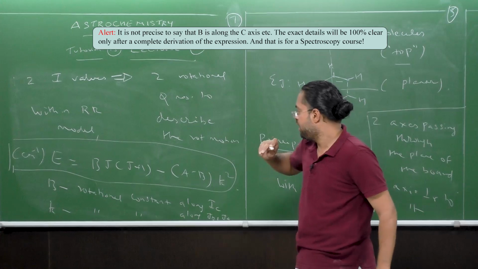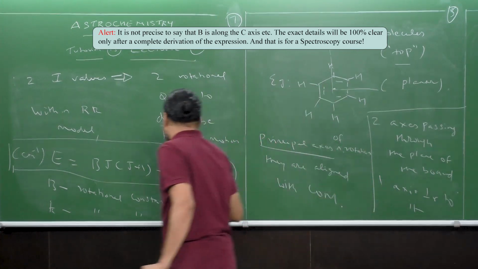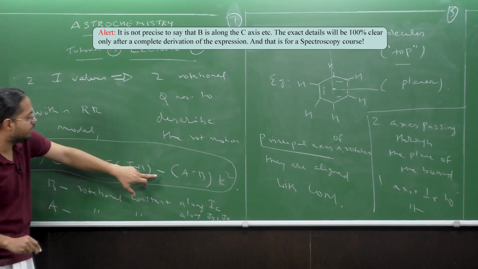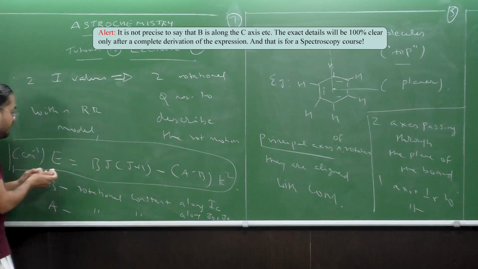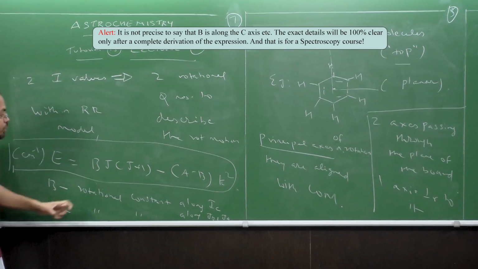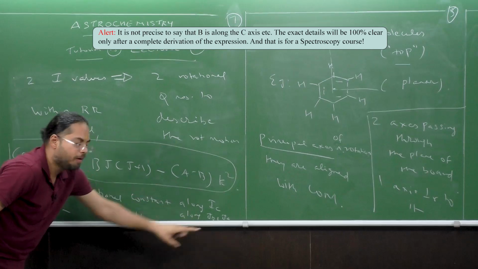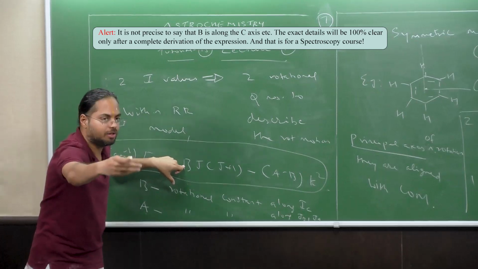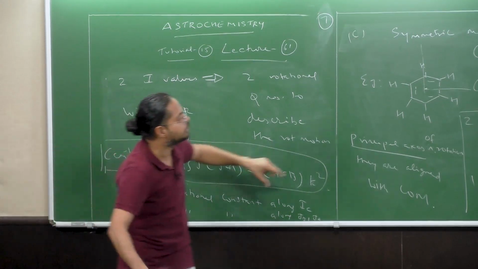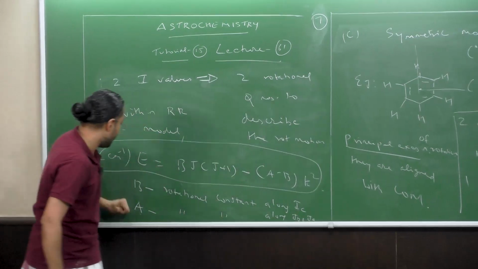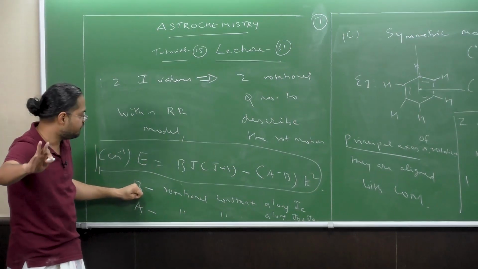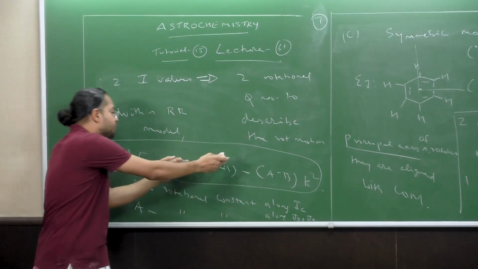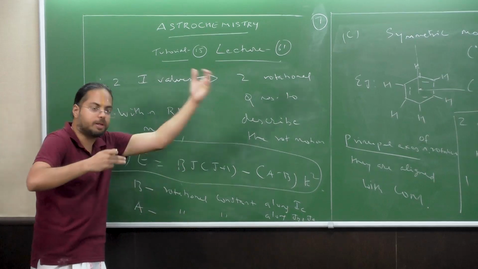Oh, I'm sorry, this is not K, this should be A. So BJ(J+1) minus (A minus B) times K squared, where B is a rotational constant along IC and A is a rotational constant along IB and IA. Because recall, we no longer will be having only one prefactor, because we have to describe the motion along the other direction also. So this is A and not K. I stand corrected. I gave you an expression, and of course did not derive it. We just took it from quantum chemistry.